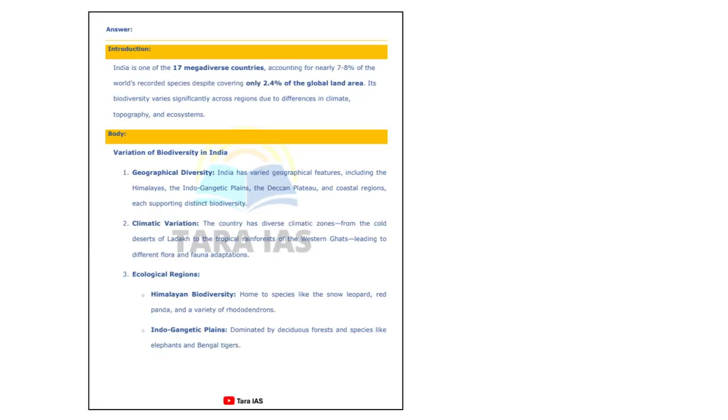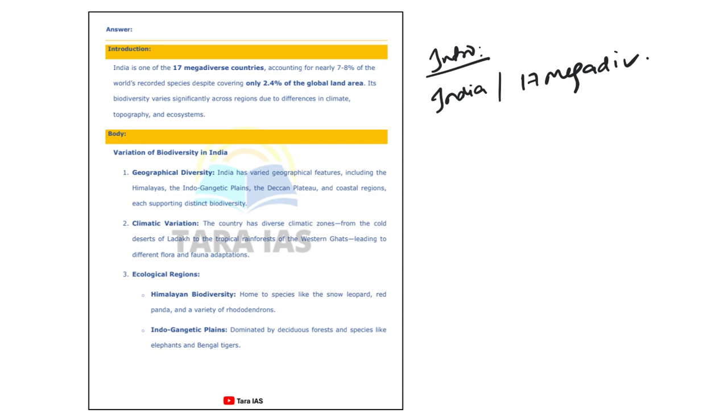As we already discussed, in the introduction, first we will write that India is one of the 17 mega diverse countries. What is the mega diverse countries concept? These are countries that have an abundance of biodiversity and a wide range of flora and fauna species. So 17 biodiverse countries have been recognized, and India is one among them.